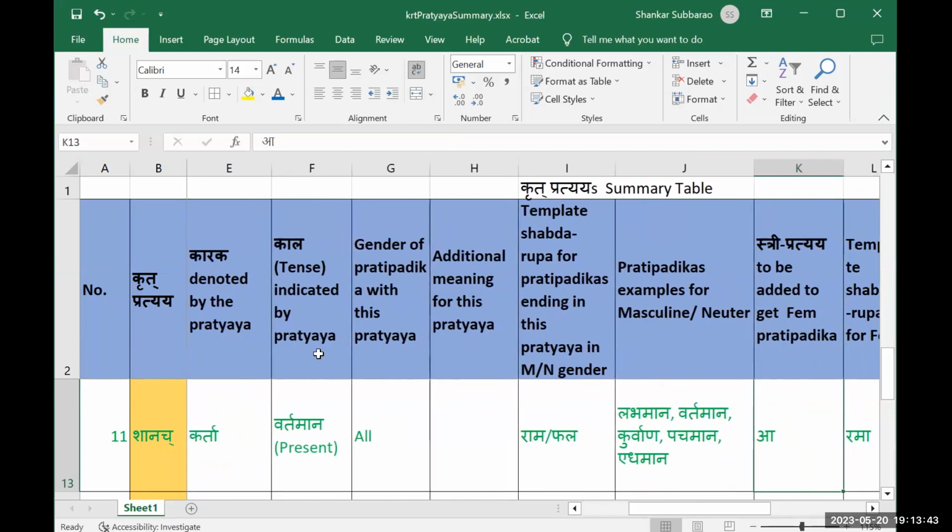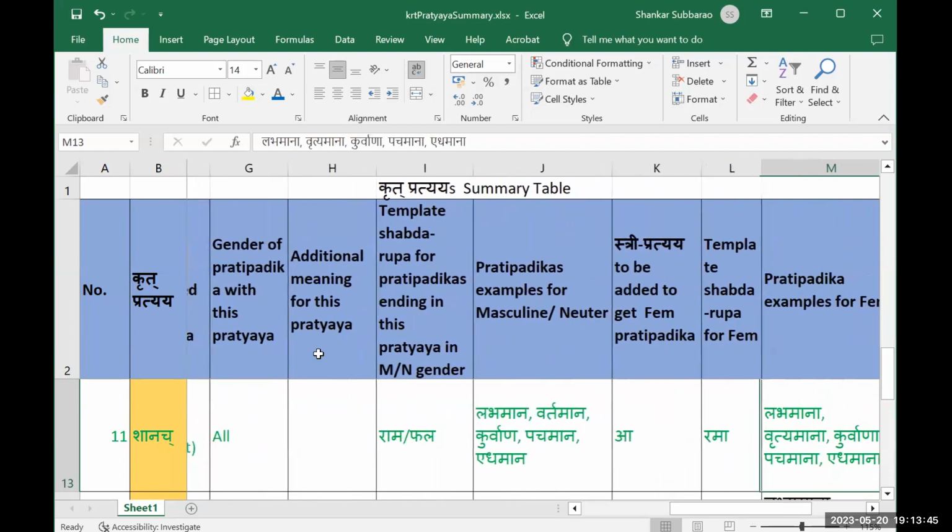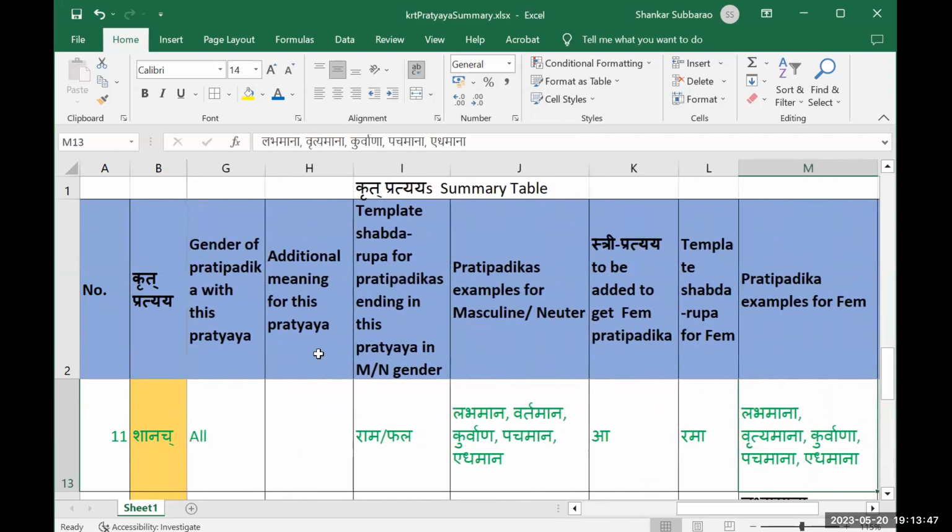And if it's feminine, what do you do? You add A. What will it become? Labhamana. This is my mistake. This should be Vartamana, not Vrityamana. Kurvana, Edhamana. This is all when you have Kartari Prayoga.